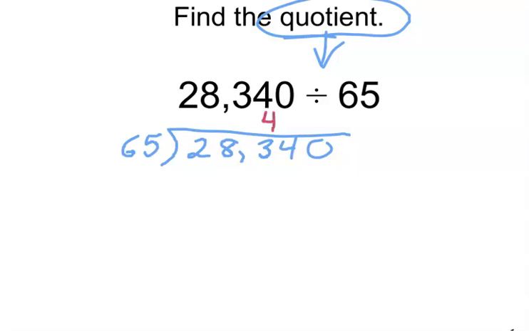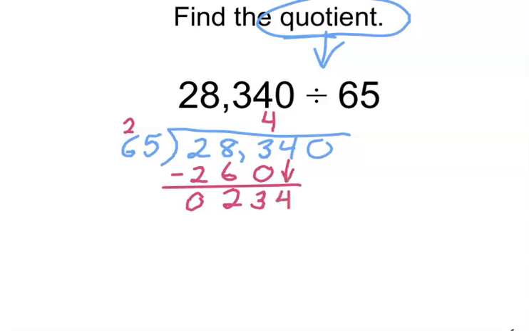4 times 5 is 20. 4 times 6 is 24, plus 2 more is, let's see, 24, 26, right? So when you subtract that, 3 minus 0 is 3, 8 minus 2 is 2, and this is 0. So we're going to bring down this 4.